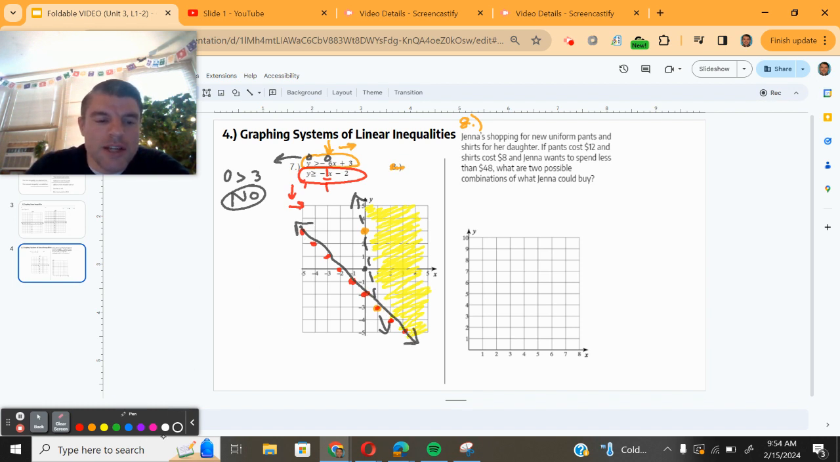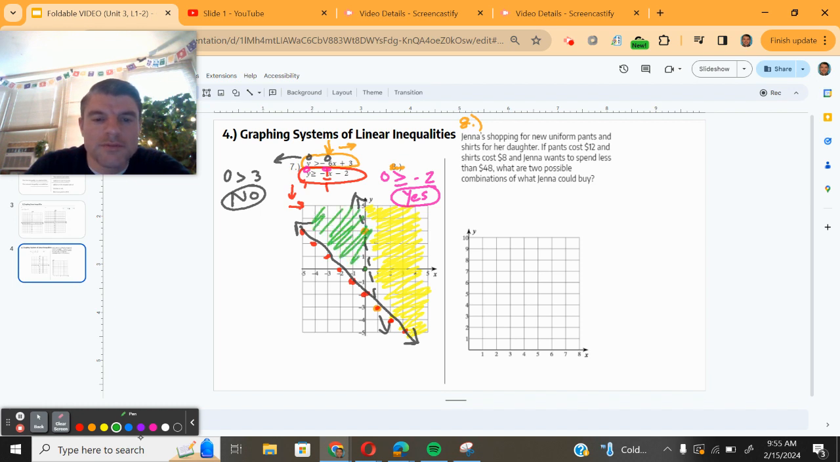And then we use my test solution. So my test solution, I'm going to plug in a 0 and a 0. 0 greater than or equal to -2. Is that true? Yes. That means I'm going to have to shade, let's use green, everything where the test solution is, everything above.